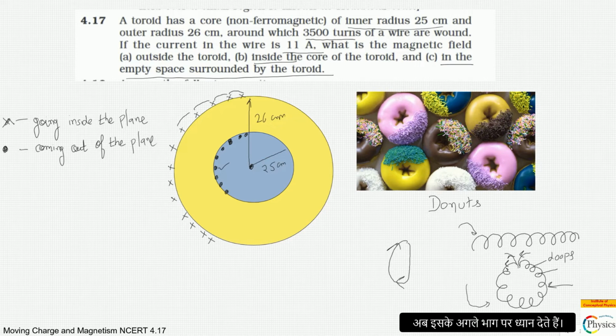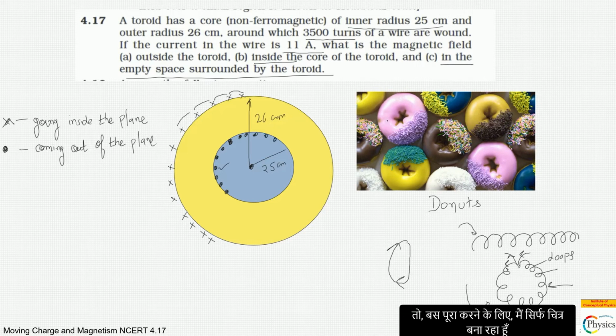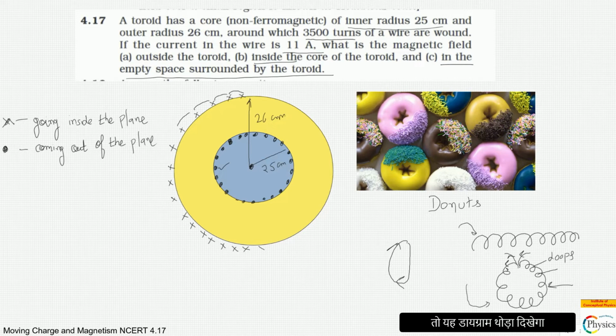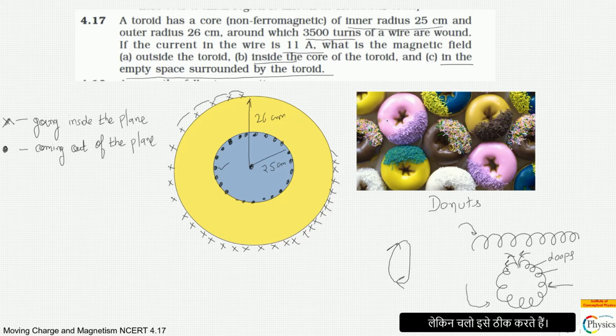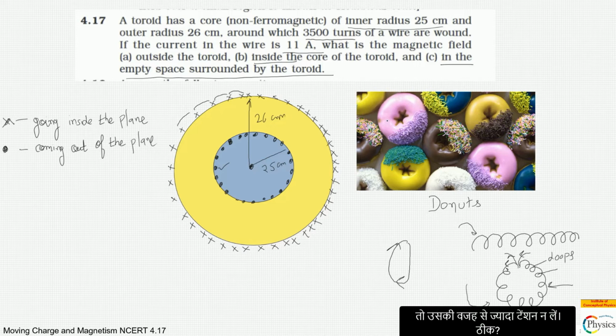Now let's focus on the next part of it. For the sake of completion, I'm drawing some dots to represent the current coming out of the plane, and correspondingly we will draw some crosses. So this diagram will look slightly better than it is right now. At least the toroid will look complete. I know it's a bit time wasting, but let's just make it. Don't worry about the spacing. Spacing is equal. I am drawing with my rough hands, and therefore the spacing looks like that. So don't take too much tension because of that.